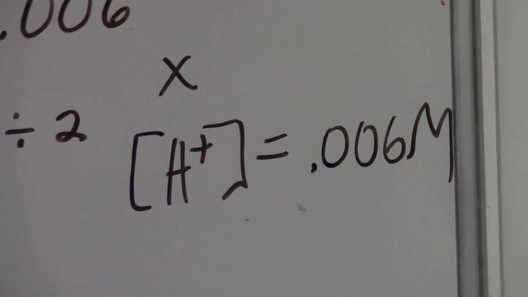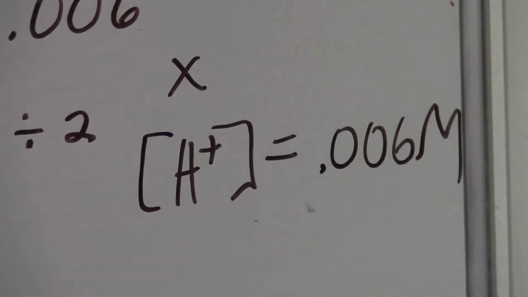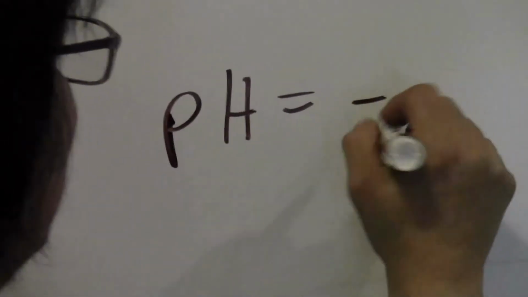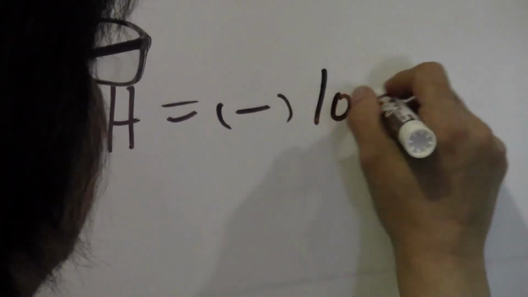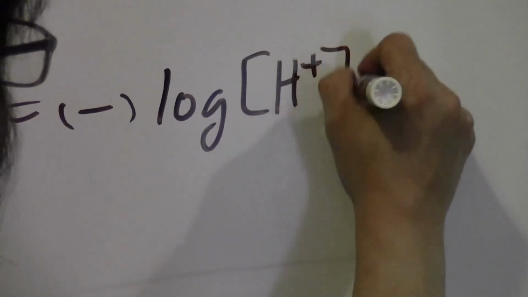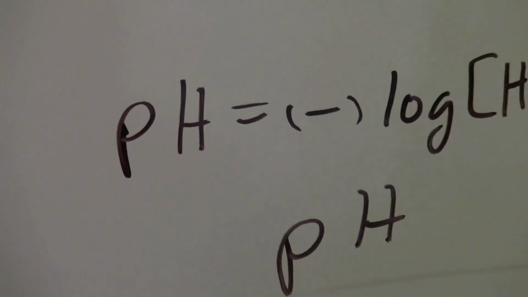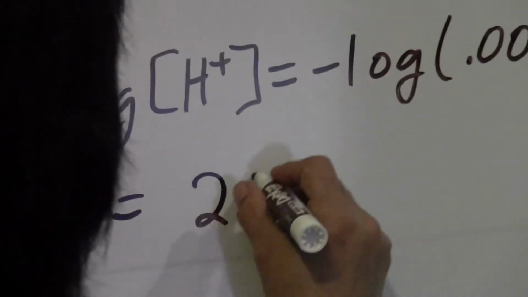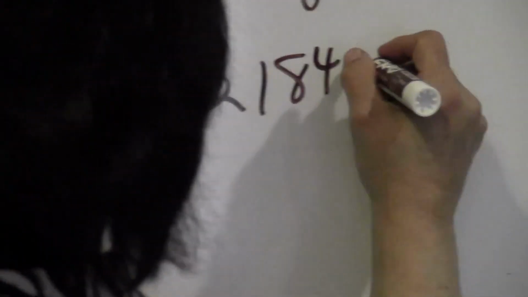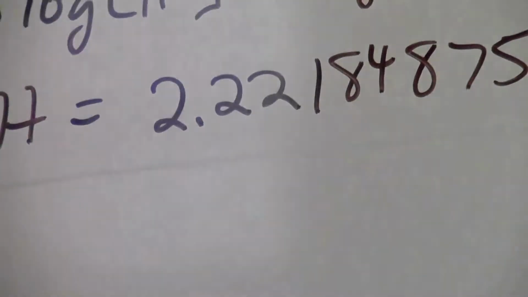Now we're done pretty much. We just have to plug that into the pH formula. Remember, pH is always minus log of the H concentration; the log button is the one with the little minus sign and brackets at the bottom of the calculator. So we're going to have minus log 0.006. And when we do that, we get 2.22184875.